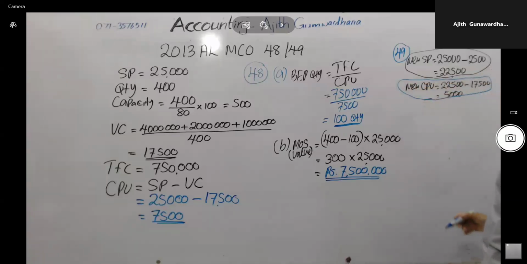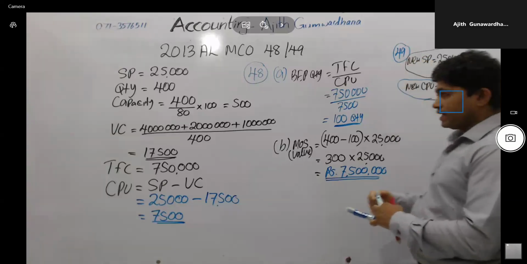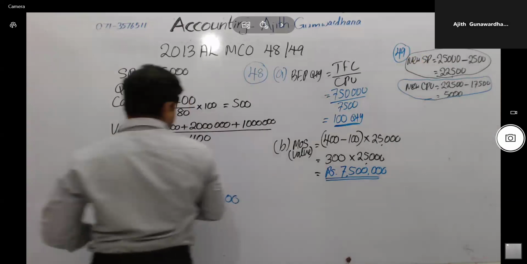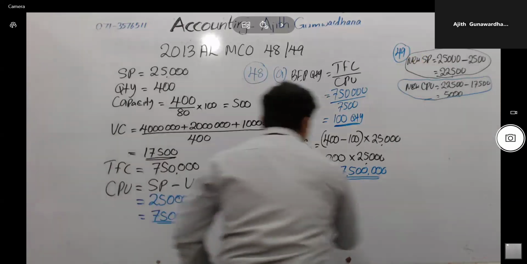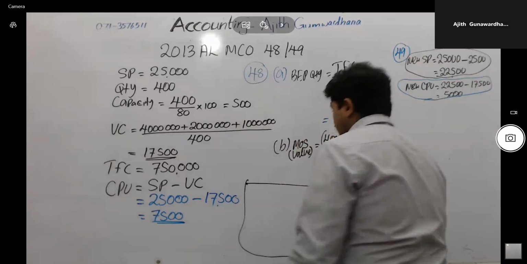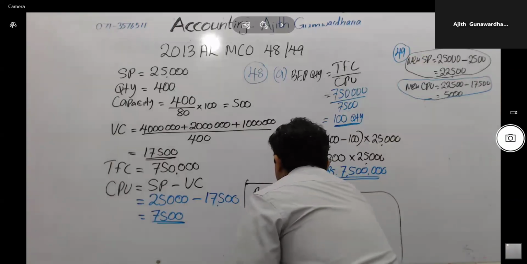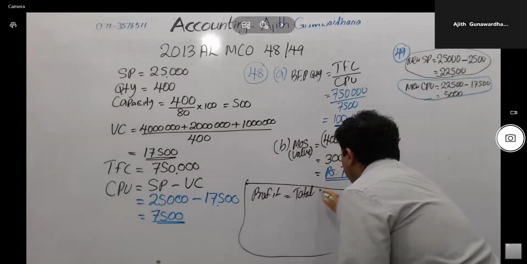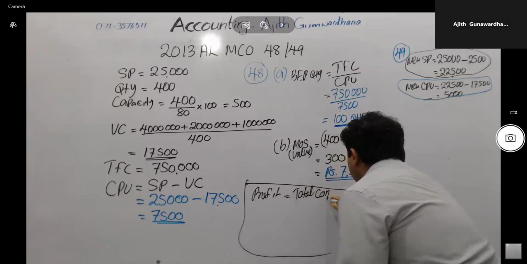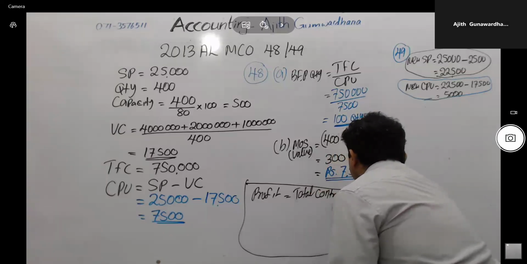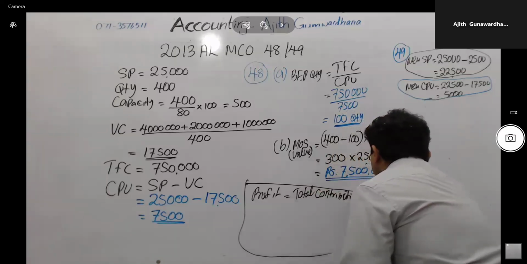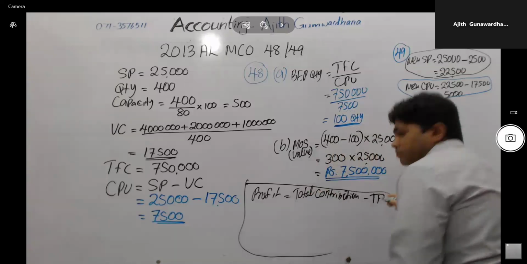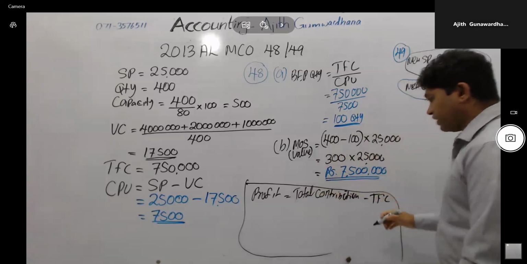Right, first try to calculate the profit in the current situation, before the selling price is reduced. How do we get the profit? Profit can be calculated as total contribution minus total fixed cost. This is the profit before reduced selling price. Profit equals total contribution, so first calculate total contribution. Then total contribution minus total fixed cost gives the profit.